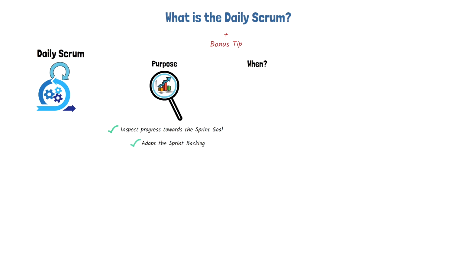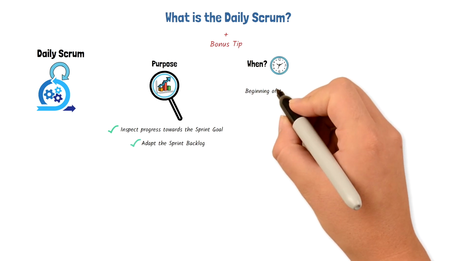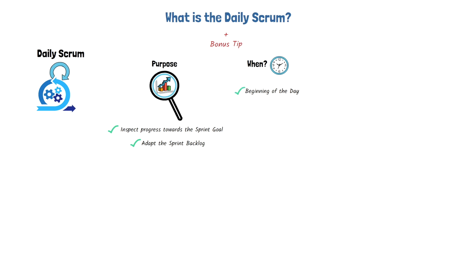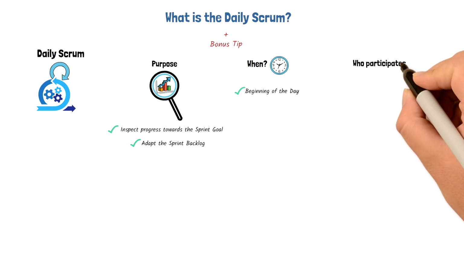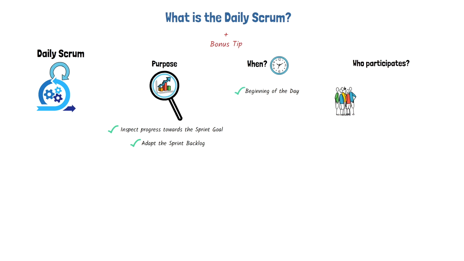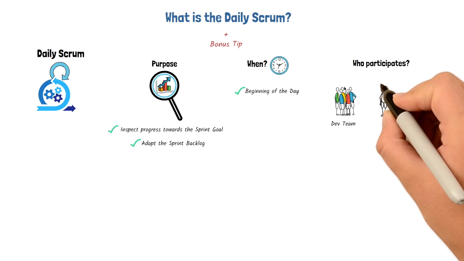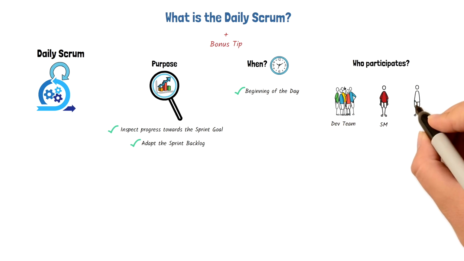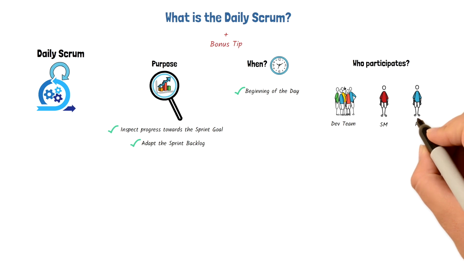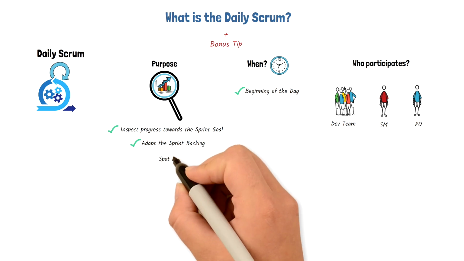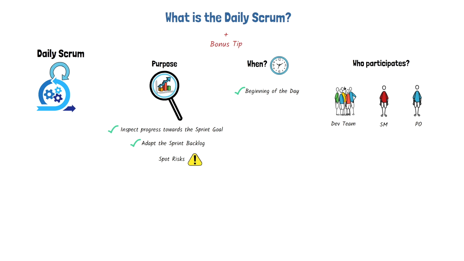This meeting is usually done in the beginning of the day, so we can set the plan for the rest of the day. The roles that participate in the daily Scrum are the development team as the main group, and the Scrum Master and Product Owner as observers. Besides keeping everyone focused on the sprint goal, the stand-up provides an early way to spot any risk or identify things that can derail the team's progress.